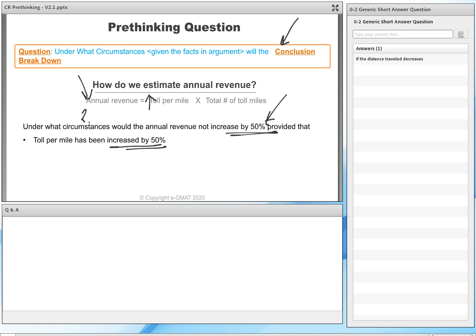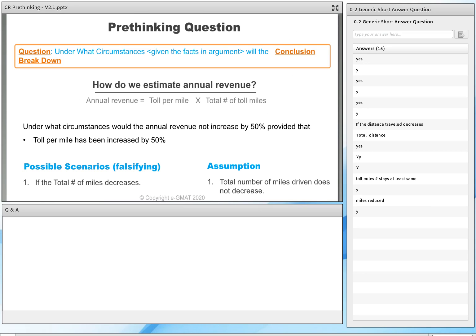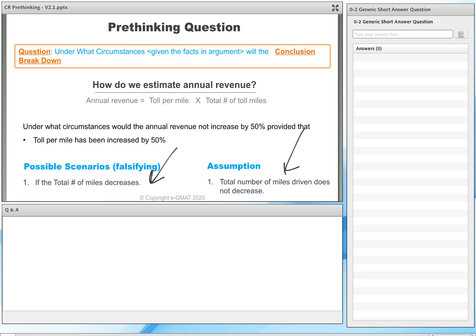In what scenario will this number not go up? If the distance traveled decreases, if the total number of toll miles goes down, right? Or it doesn't increase at all. Is that clear to everyone? So my only assumption, my only falsifying scenario, is the total number of miles decreasing. The assumption really is that the total number of miles driven does not decrease. Is that clear? Very simple, right? We've not looked at the answer choices. So this is very, very simple here.